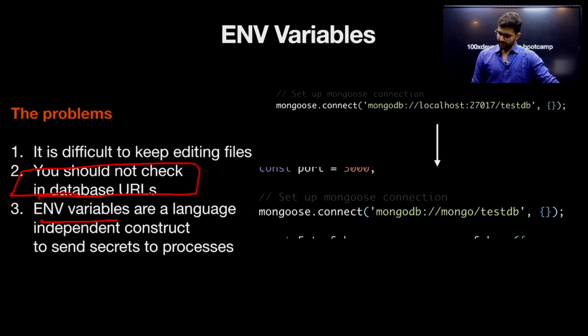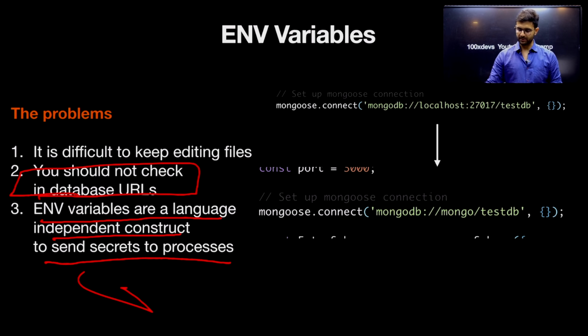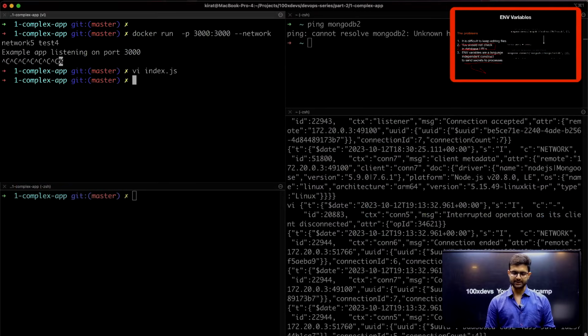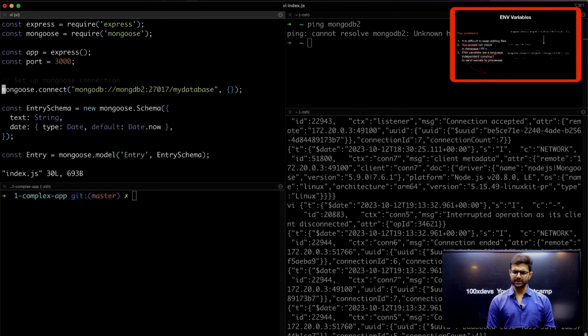Lastly, environment variables are a language independent construct that lets you send secrets to processes. This is one thing that environment variables provide you. They provide you a bunch of other things, but the most important thing they provide you is, whenever you have an index.js file and you know there is a secret there.